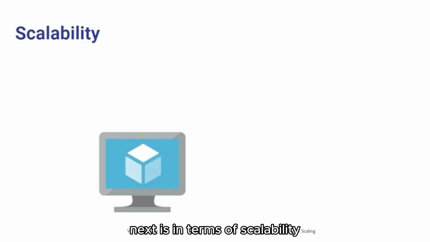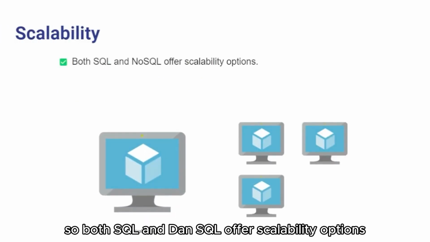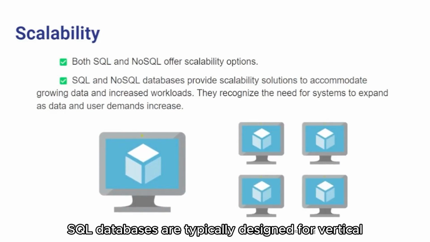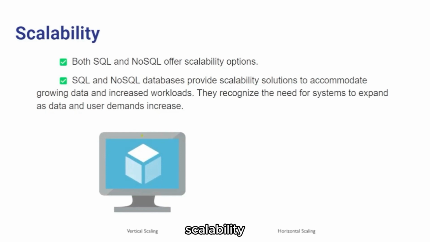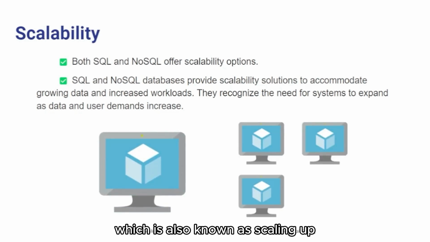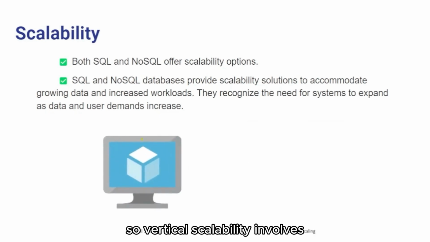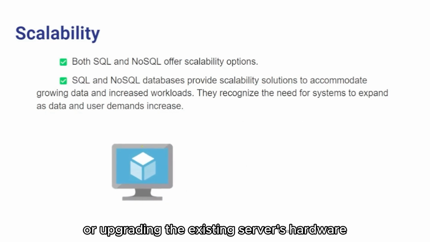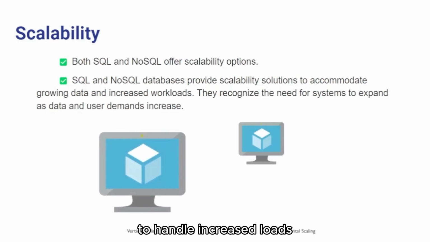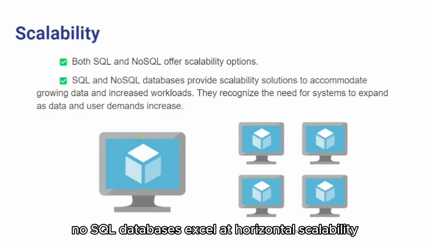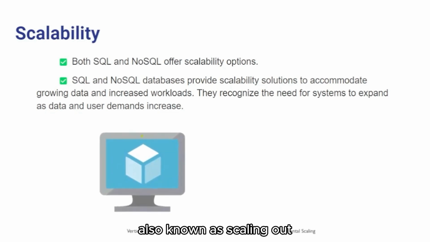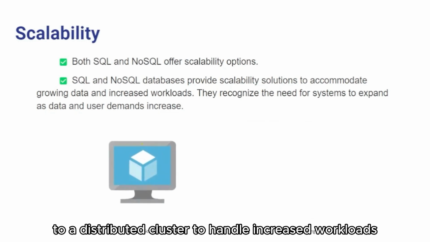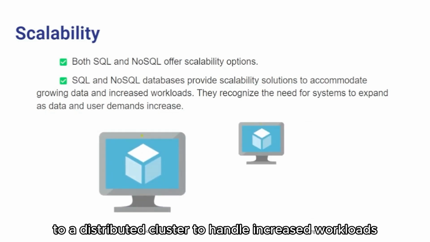Next is in terms of scalability. So both SQL and NoSQL offer scalability options. SQL databases are typically designed for vertical scalability, which is also known as scaling up. So vertical scalability involves adding more resources to a single server or upgrading the existing server's hardware to handle increased loads. NoSQL databases excel at horizontal scalability, also known as scaling out. So this approach involves adding more servers to a distributed cluster to handle increased workloads.